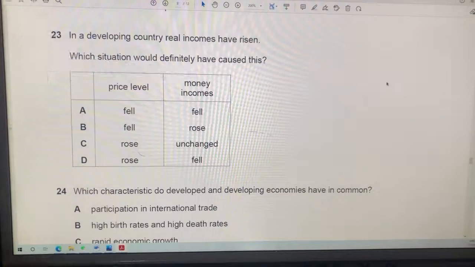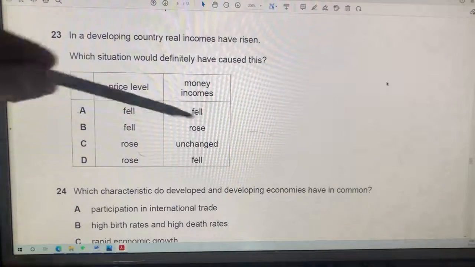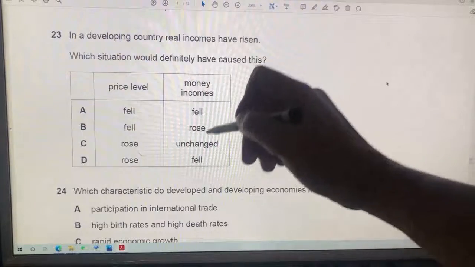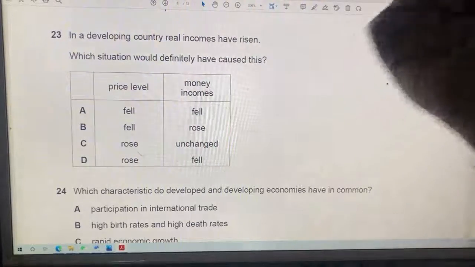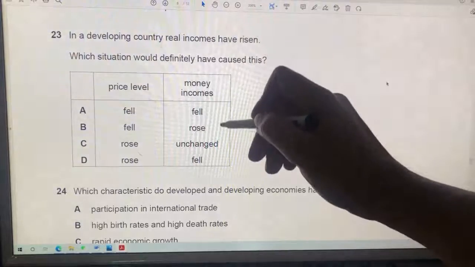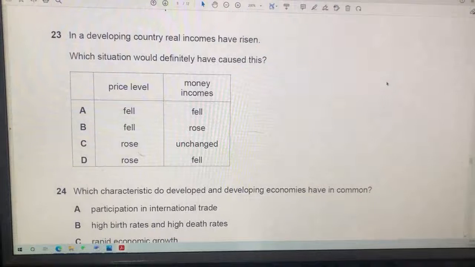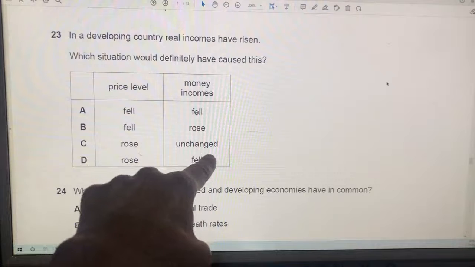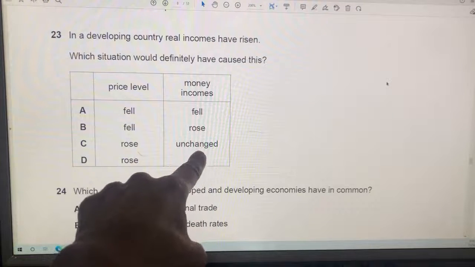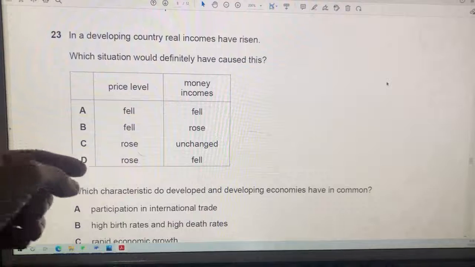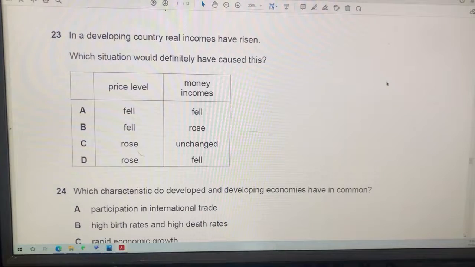B, price level fell and money incomes rose. B looks very good. That would mean your real income has risen. If the price level rose and money income is unchanged, then real income has fallen. And here, D is also real incomes fell. So the answer for 23 must be B.